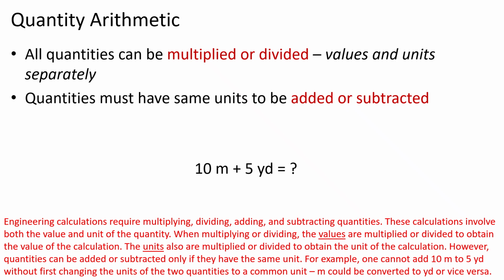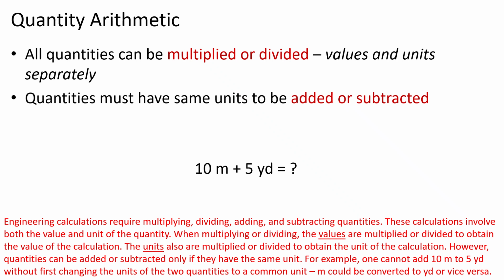Engineering calculations require multiplying, dividing, adding, and subtracting quantities. These calculations involve both the value and unit of the quantity. When multiplying or dividing, the values are multiplied or divided to obtain the value of the calculation. The units also are multiplied or divided to obtain the unit of the calculation. However, quantities can be added or subtracted only if they have the same unit.